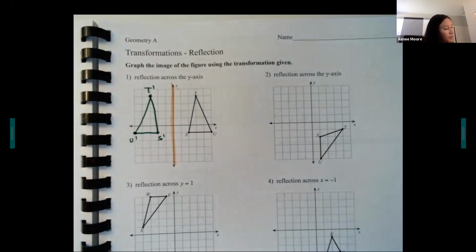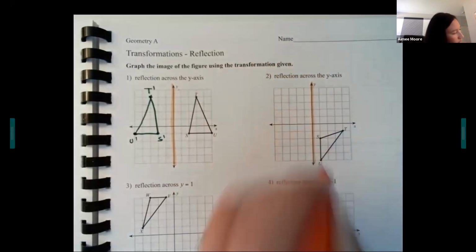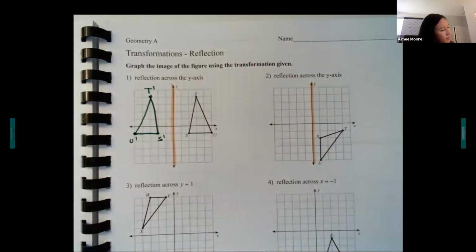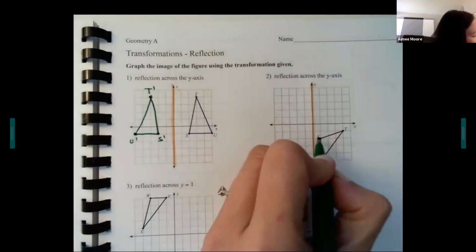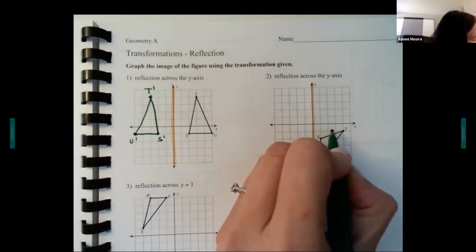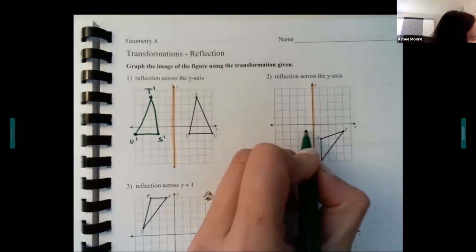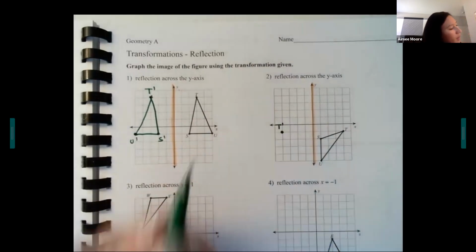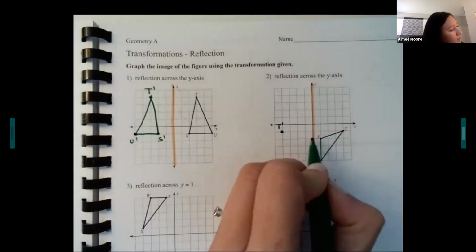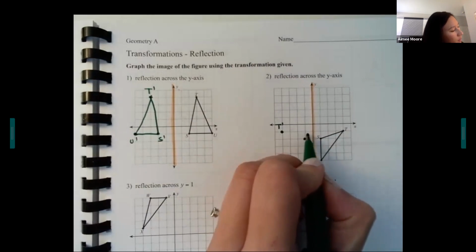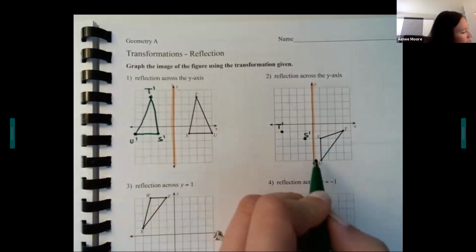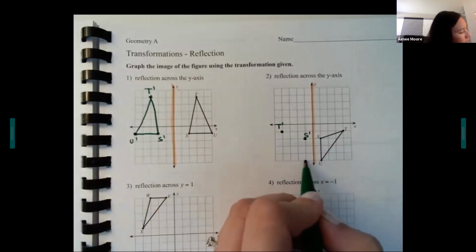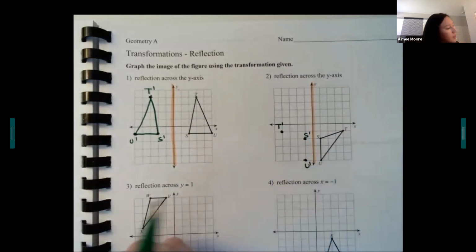Okay, number 2, a reflection across the y-axis. There's our y-axis. T is 1, 2, 3, 4, so we're going to go 1, 2, 3, 4 on the left side. S is 1 to the right, so we'll go 1 to the left. That's S prime. U is 1 to the right, so we'll go 1 to the left, and that's U prime.